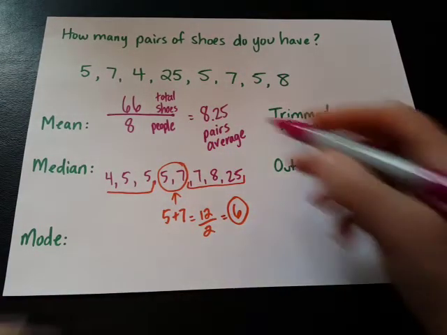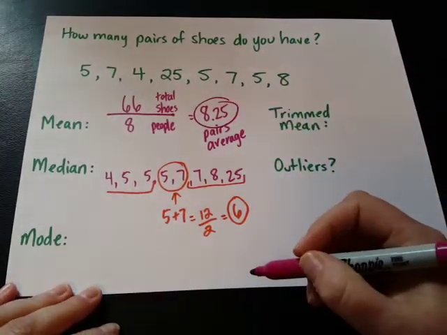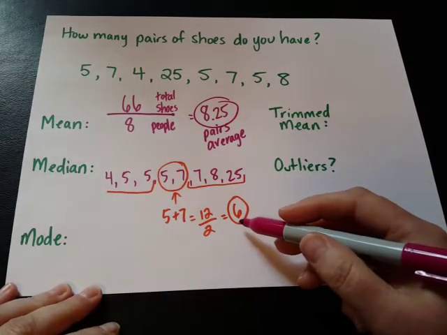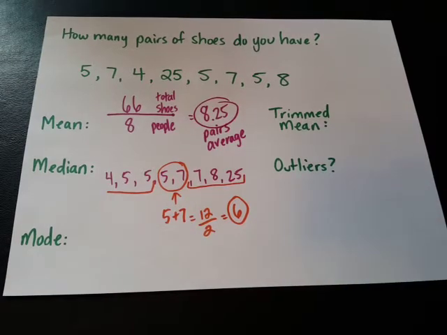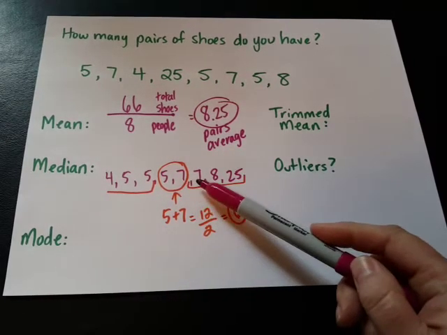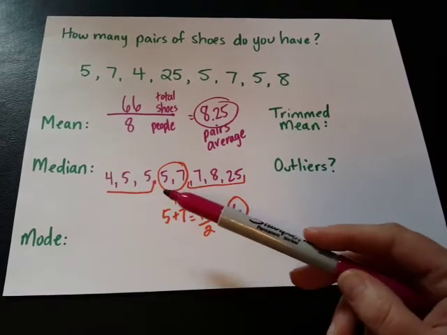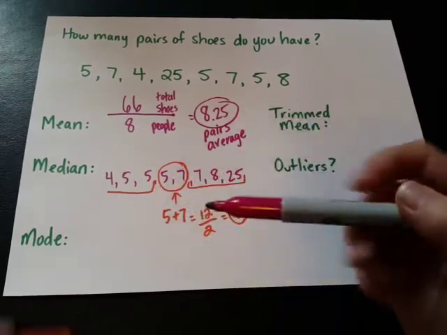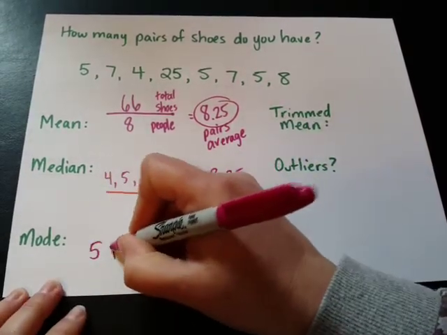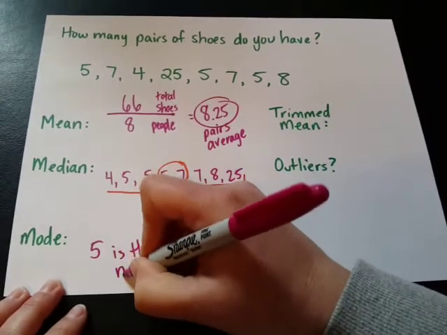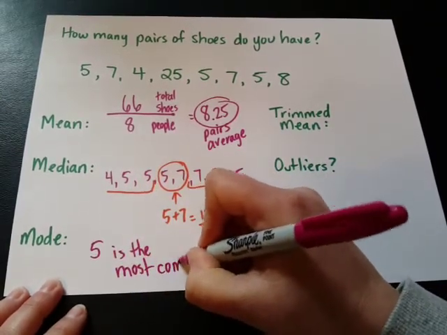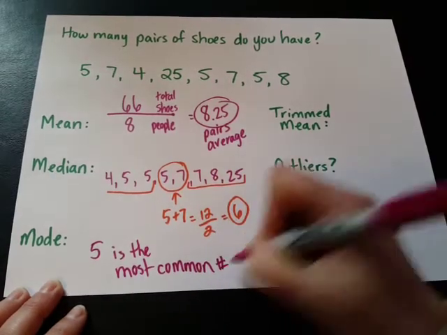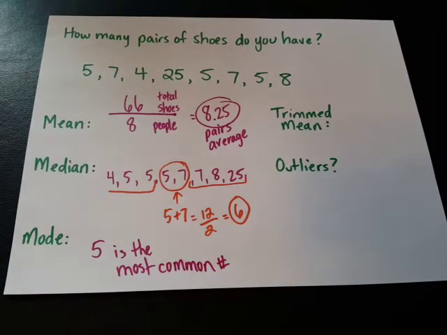So we have a mean or an average of 8.25. We have a median of 6. And we're going to look for a mode. A mode is going to be the most common number. So here we see a number of 7s, but we see 3 5s. Now, just because we have duplicates of the 7s, that's not going to trump the 5s. So for a mode, we're going to say 5 is the most common. Or basically 5 pairs is the most common number.